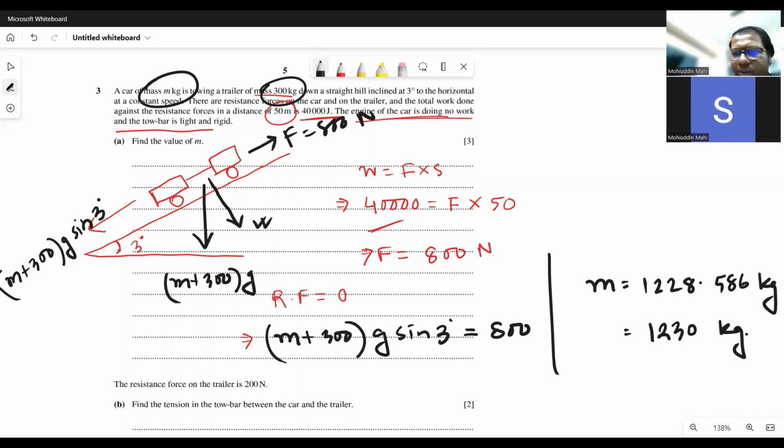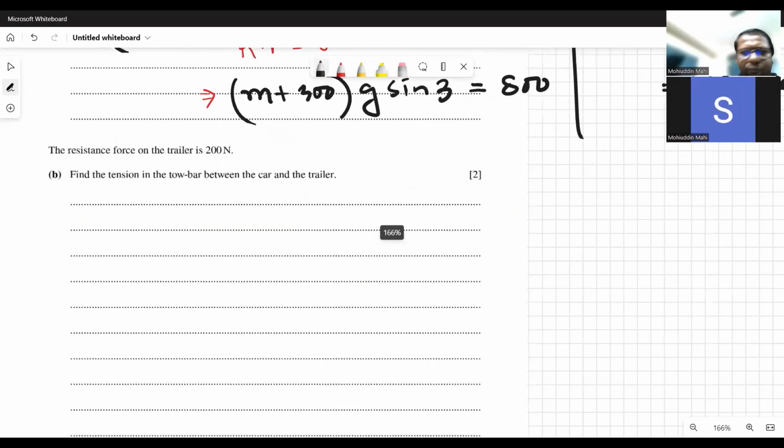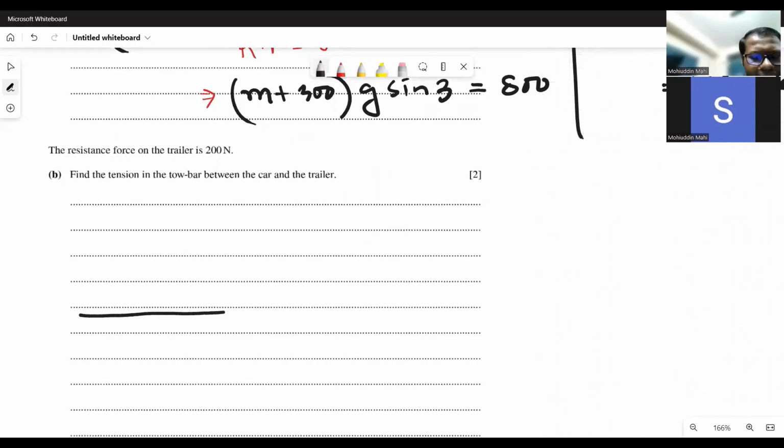Fine, so we're done. Let's move on to question B. The resistance force on the trailer is 200 Newton. Just on the trailer, the resistive force is 200 Newton. Find the tension in the tow bar between the car and the trailer. So let's draw the figure again for better understanding. That's the car and that's the trailer.